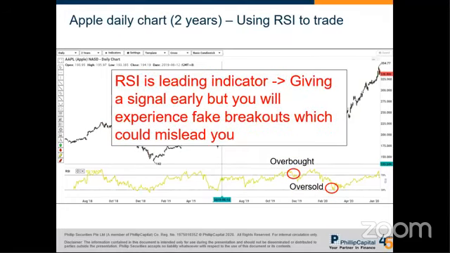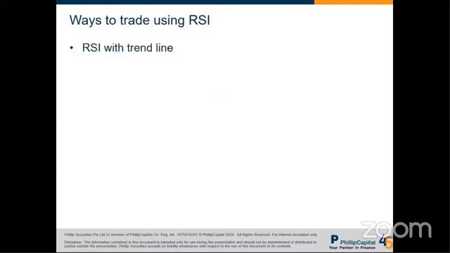Remember, RSI is a leading indicator. It can give you a signal very early, but sometimes it can give you a false breakout. You try to enter, thinking it's a breakout, but end up encountering a loss. So how can you make RSI give you a better trade? There are two ways. One is to trade RSI with the overall trend line. Another way is RSI divergence.